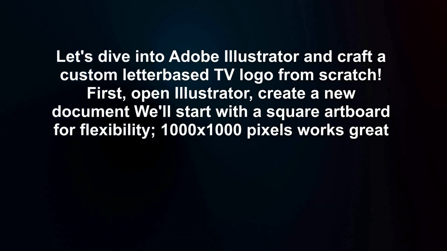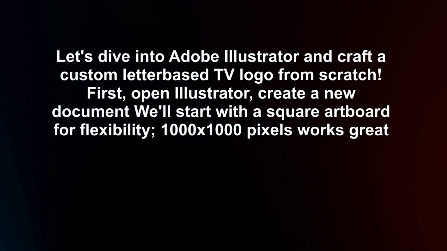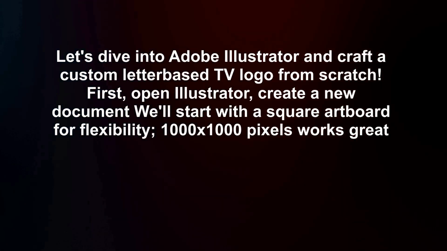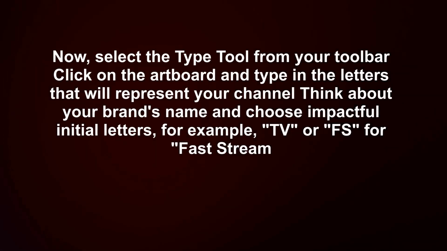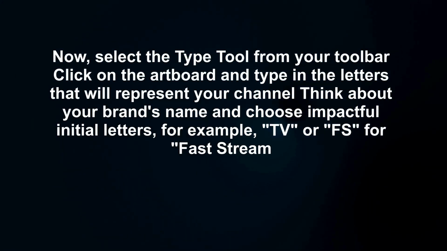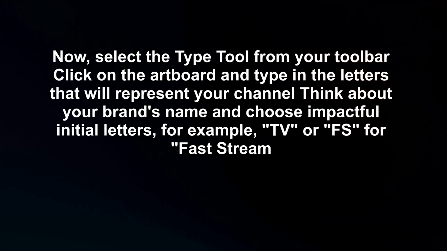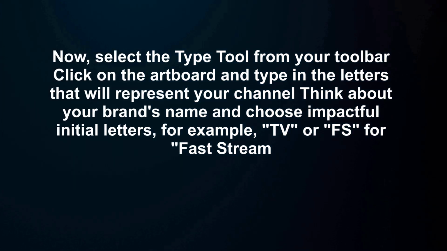First, open Illustrator, create a new document. We'll start with a square artboard for flexibility. 1000 by 1000 pixels works great. Now, select the Type tool from your toolbar, click on the artboard and type in the letters that will represent your channel. Think about your brand's name and choose impactful initial letters, for example, TV or FS for fast stream.